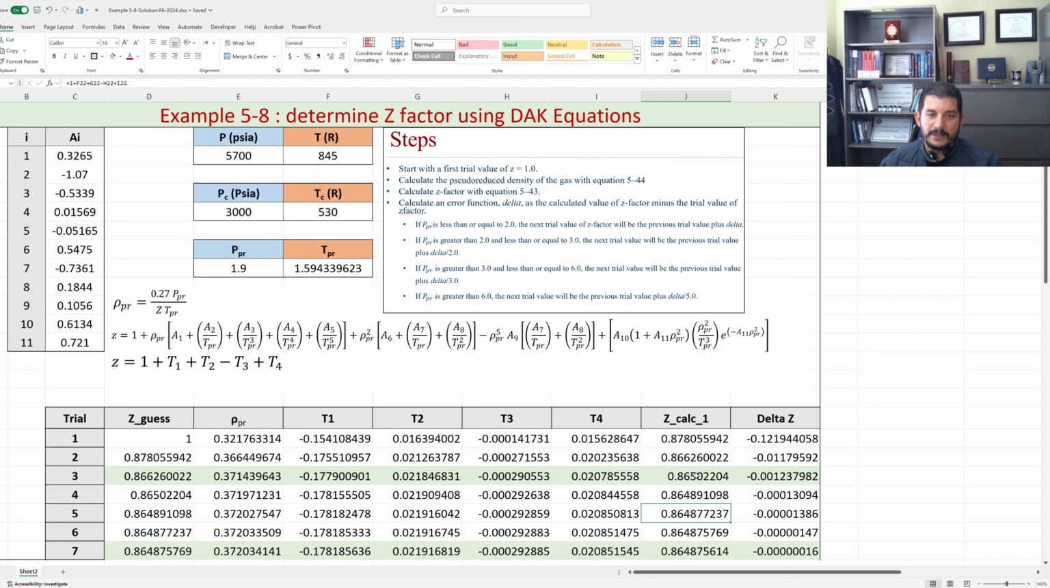So I hope that helped you to understand how you use that equation. And I will share with you the template and the data for this Excel sheet. I want you to try it yourself. Make sure you get the correct answer. And if you have any questions, reach out to me.